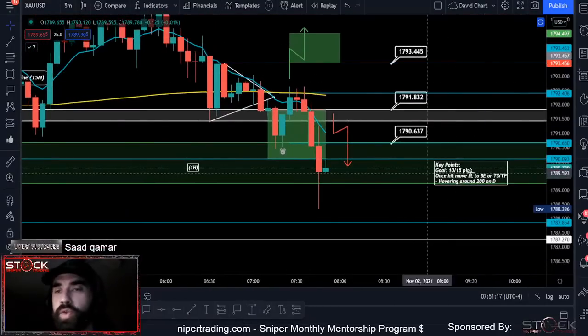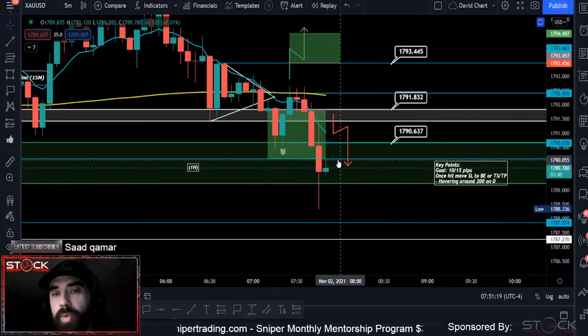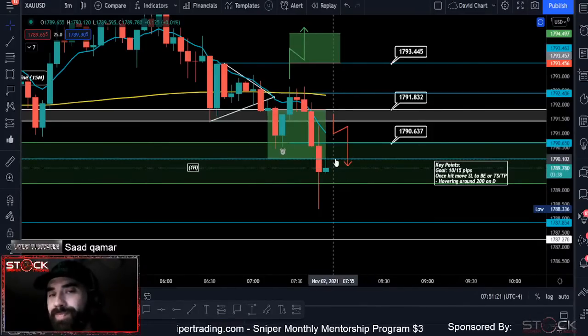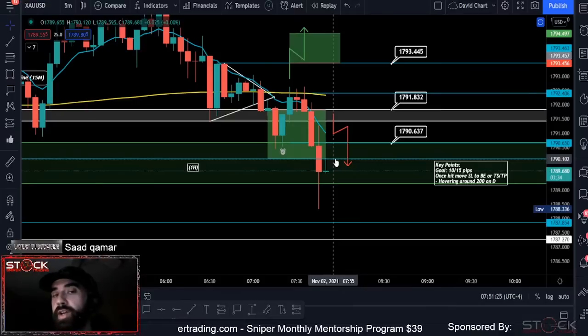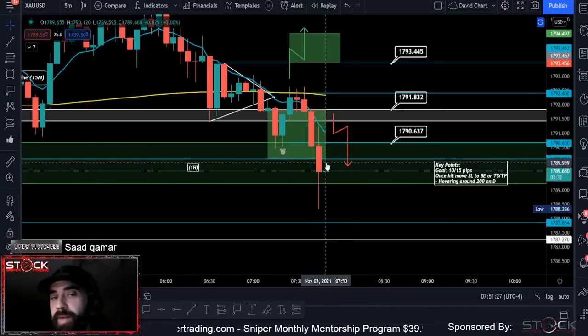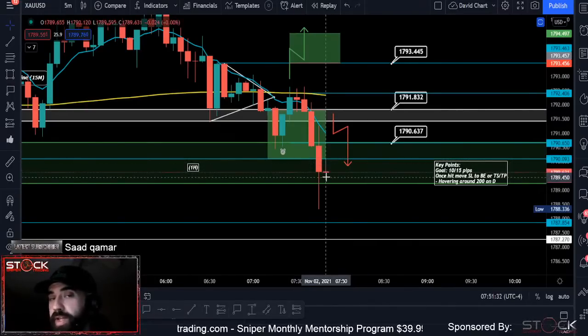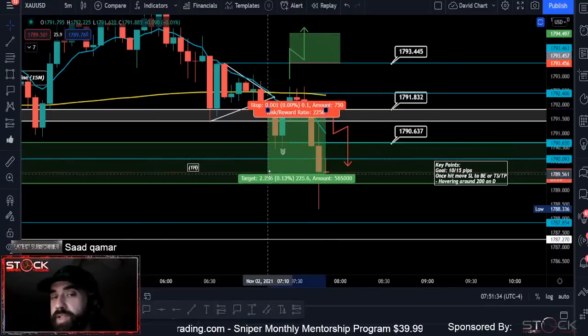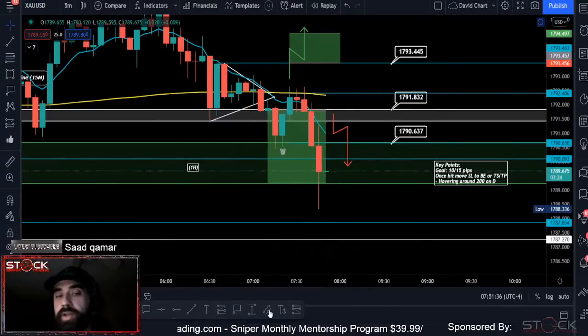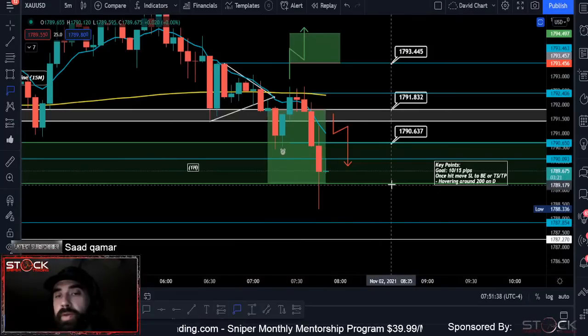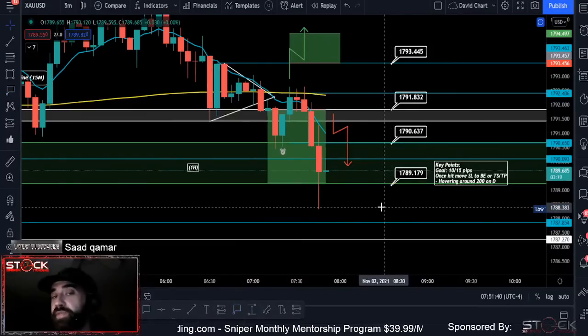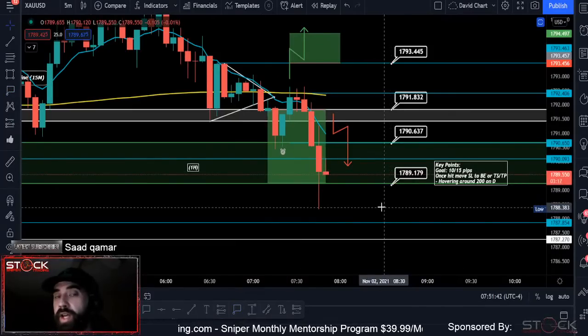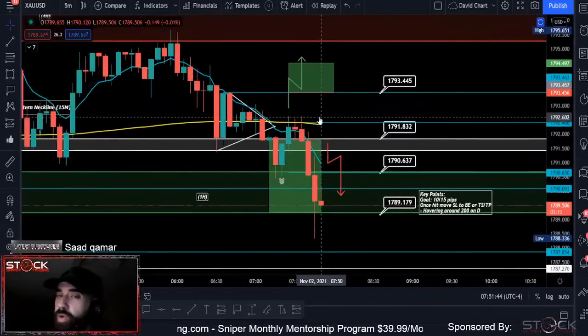Okay, so now you can see the top wick is getting pushed back down. It's around the 1790 area. You can see that's starting to push back up. Now the sellers are still continuing from that overall pressure, looking to go to the downside. So if it starts to sell again, guys, that's the overall opportunity. 1789.